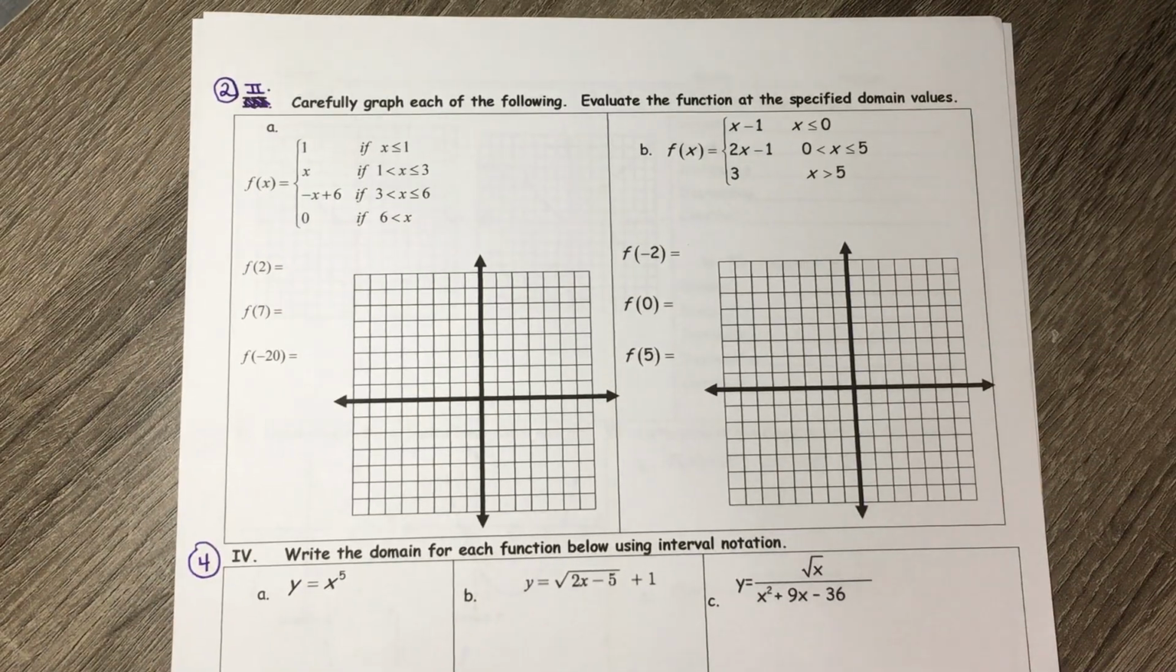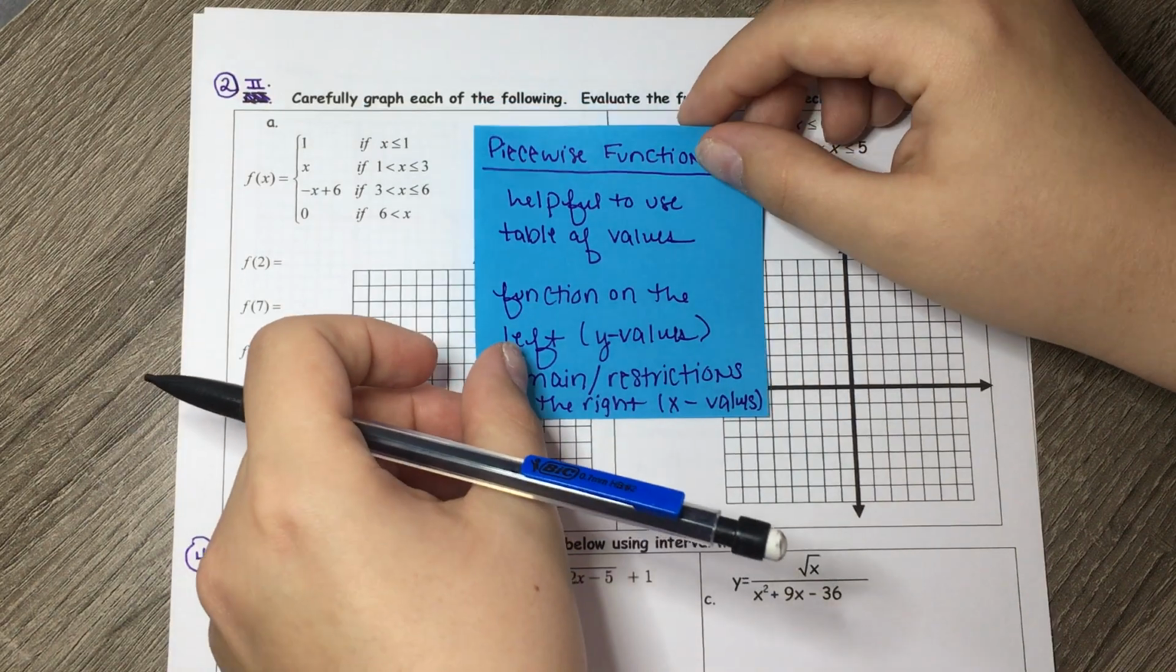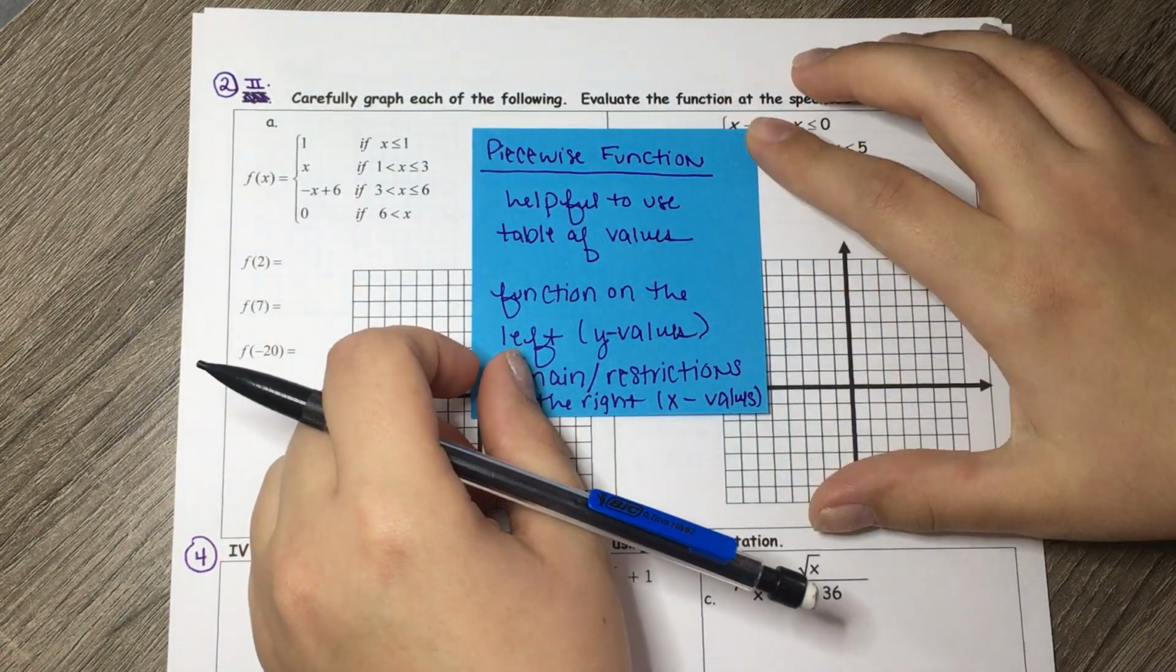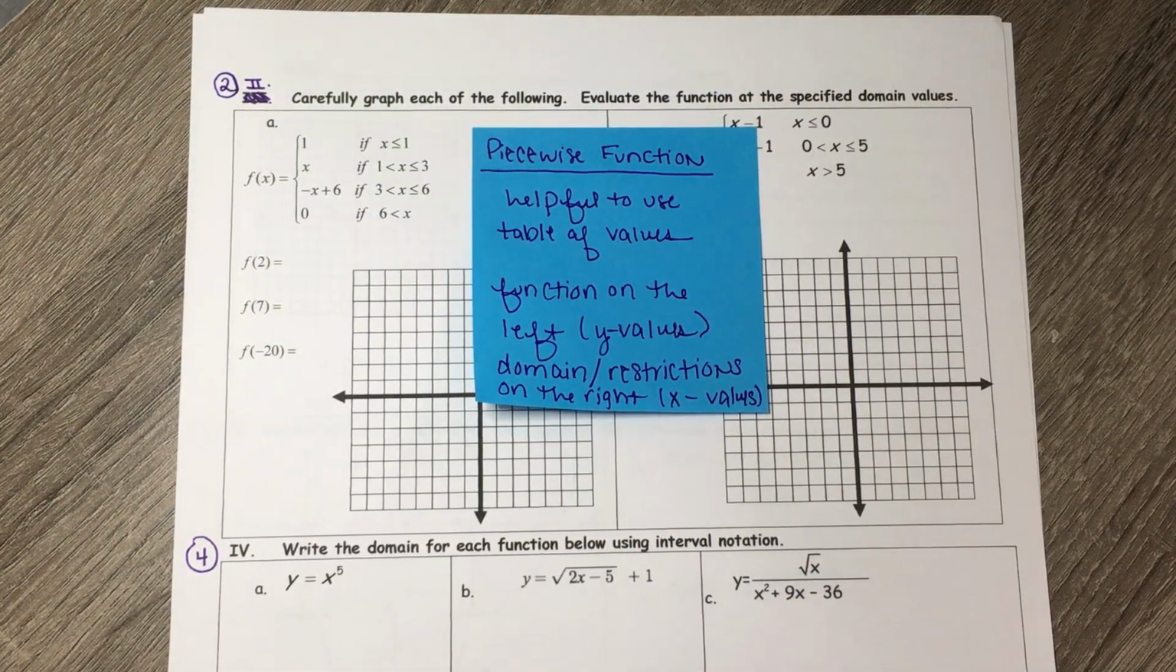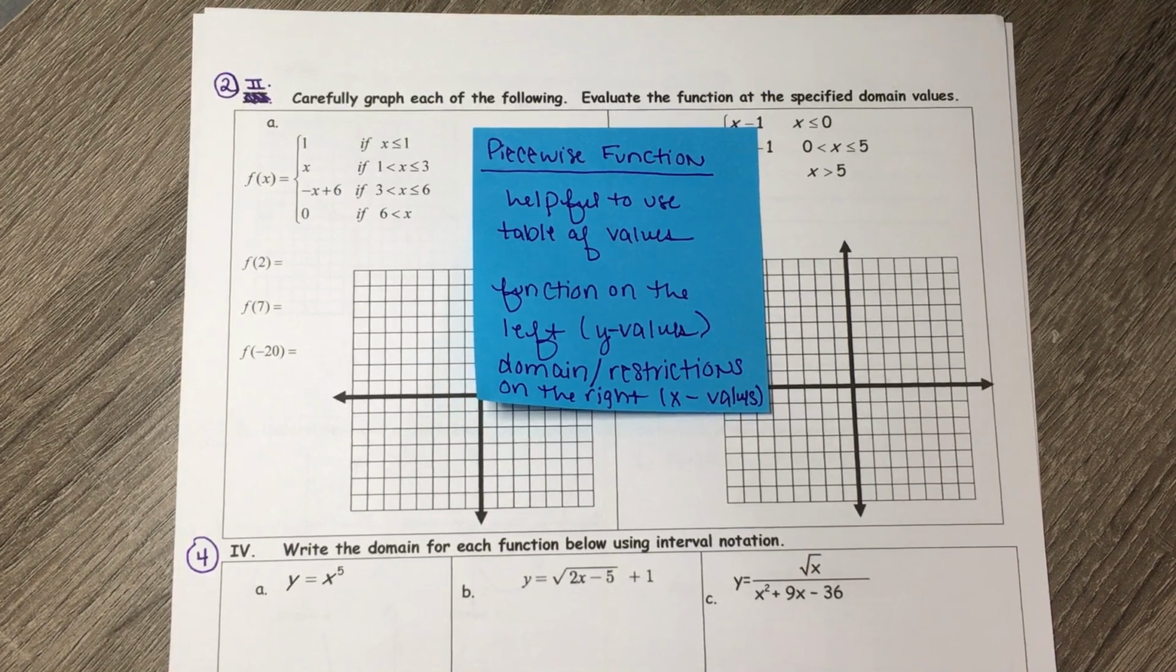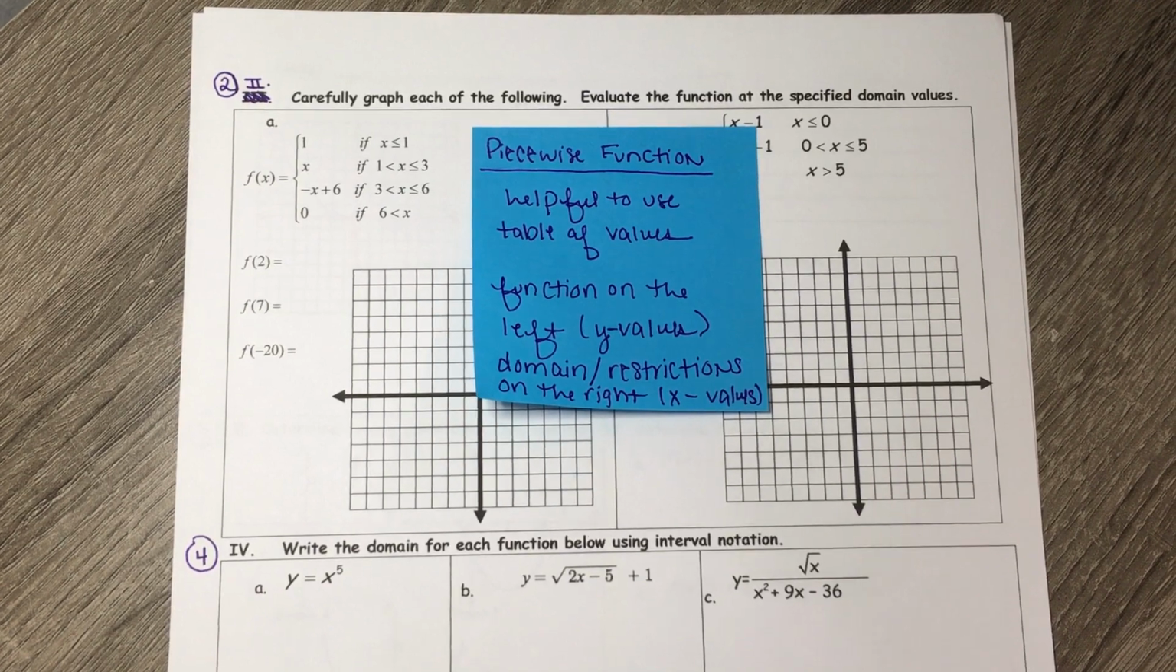I'm going to switch from pen to pencil because sometimes I make a little mistake, maybe with a value or the way I graphed it, didn't count right, whatever. So switching to pencil here, and there's our quick notes for our piecewise function. It's really helpful to use a table of values. I'm going to graph these without a table of values though, because most of them are linear equations or constants, and we know what the functions look like.